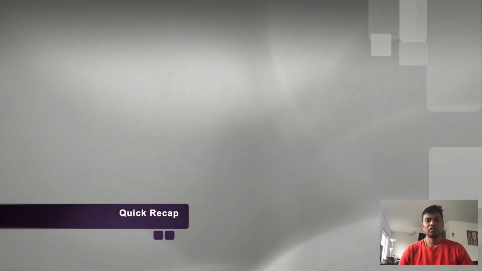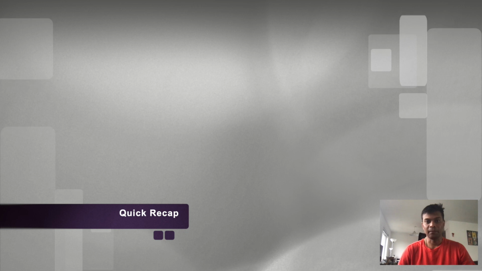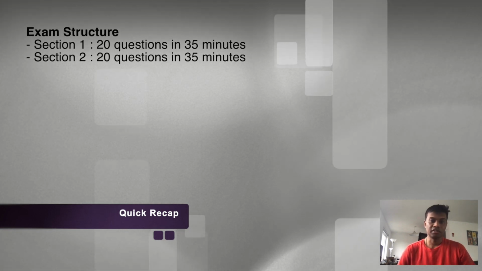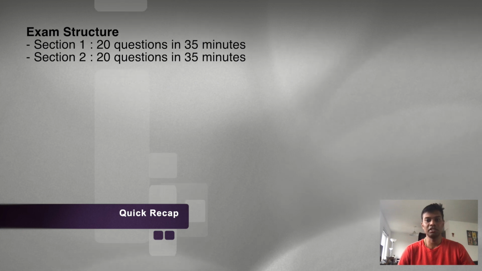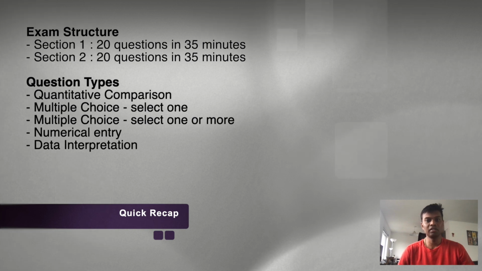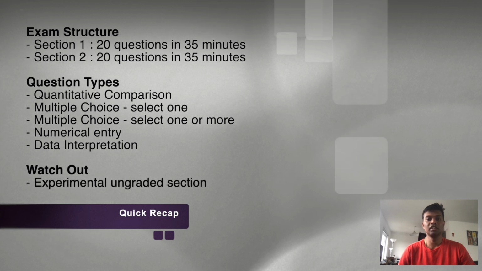So let's move on to the quick summary. In the GRE Quantitative Reasoning, there are 2 sections, each section with 20 questions with a time limit of 35 minutes. There are 5 types of questions: quantitative comparison, multiple choice select one answer, multiple choice select one or more answer choices, numeric entry, and data interpretation. There is a chance you will get a 3rd quant section which is ungraded. However, you don't know which one is that particular section.